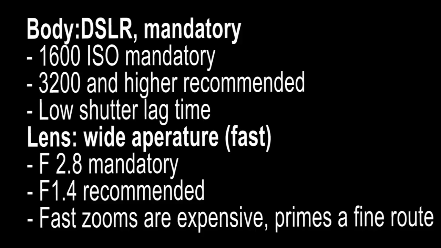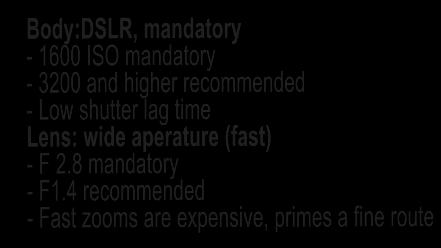It's really going to be mandatory for low light shots. You can get lenses even faster than that. 1.4 is strongly recommended. Fast zooms tend to be very expensive, but a little later on I'll show you a great alternative with low-cost prime or fixed focal length lenses.